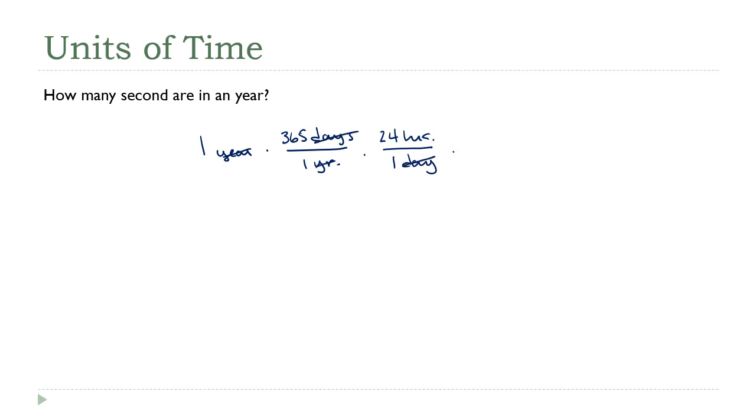Now we're going to go into minutes. There's 60 minutes in 1 hour. The hours are gone. One more factor, 60 seconds in 1 minute. The minutes cancel. We've got a lot of multiplying to do. 365 times 24 times 60 times 60. That comes out to 31536 and 3 zeros. So there's about 31.5 million seconds in a year.